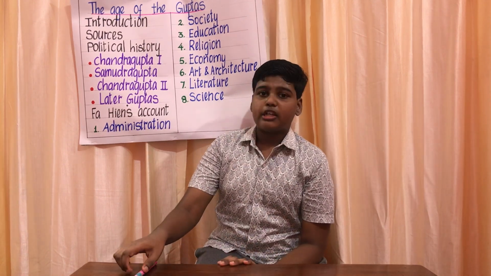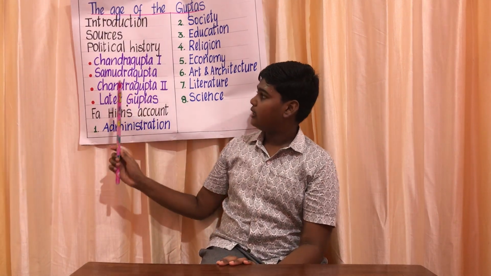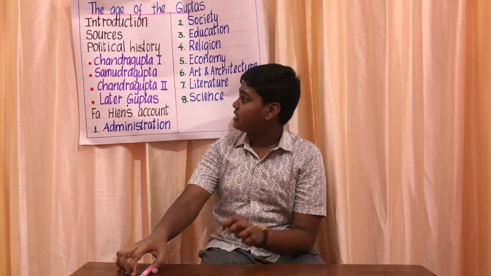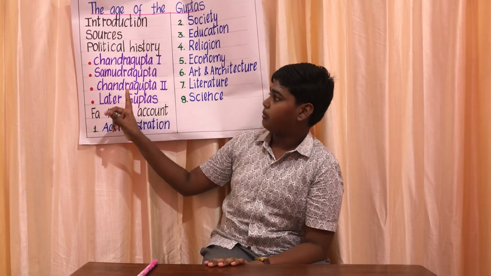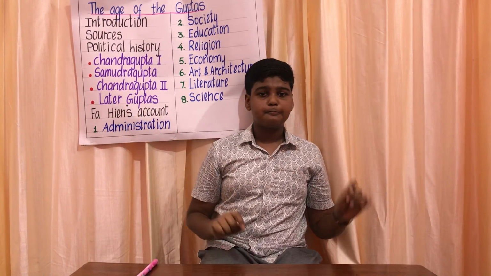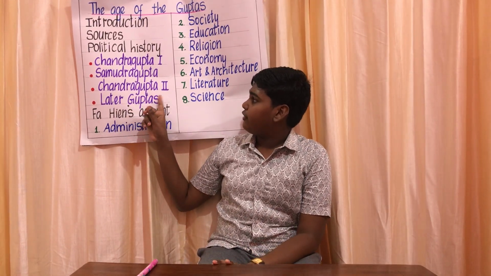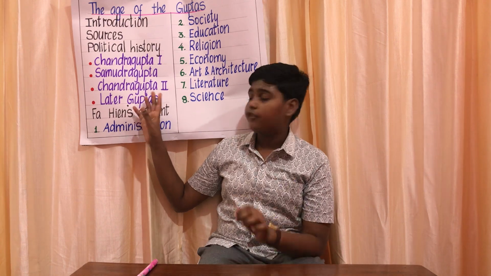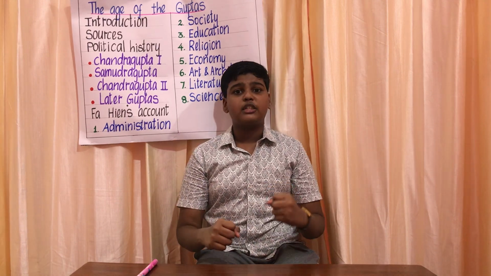Now we can learn about Chandragupta II. He is the third most powerful of these rulers. First Samudragupta, then Chandragupta I, then Chandragupta II. His period extends from 375 CE to 450 CE. Chandragupta II is also one of the most powerful rulers of the Gupta dynasty.